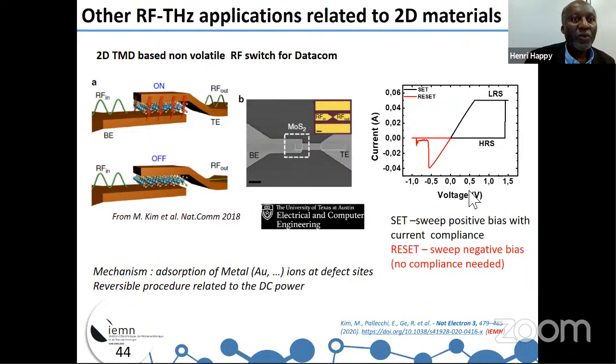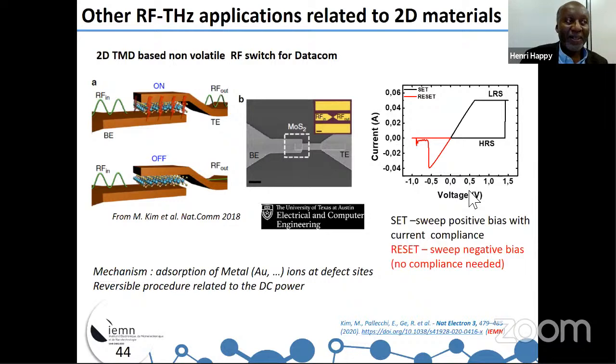And we need also to improve the yield of this kind of material, because when you fabricate material, how many of them are working and so on, we need to see for that. And we need to increase the number of switching, also the robustness of switching, how many switches we can do before breaking the material.